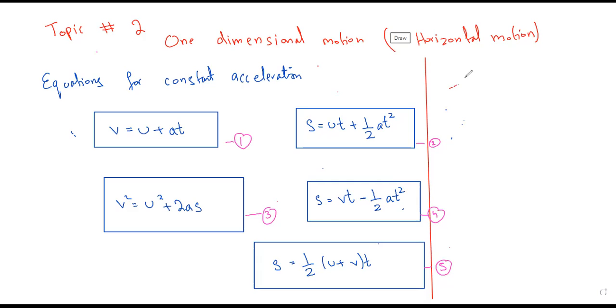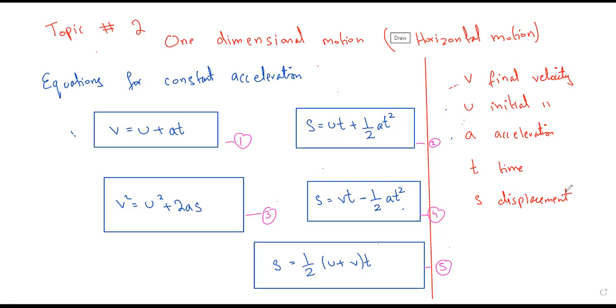Now let me just quickly write down what is V and what is U and all that, and then I'll explain it to you. So V is the final velocity, U is the initial velocity, A is the acceleration, T is time, S is displacement. Okay.